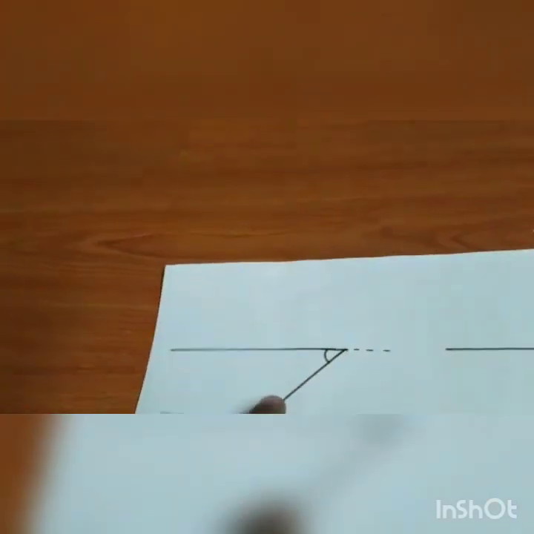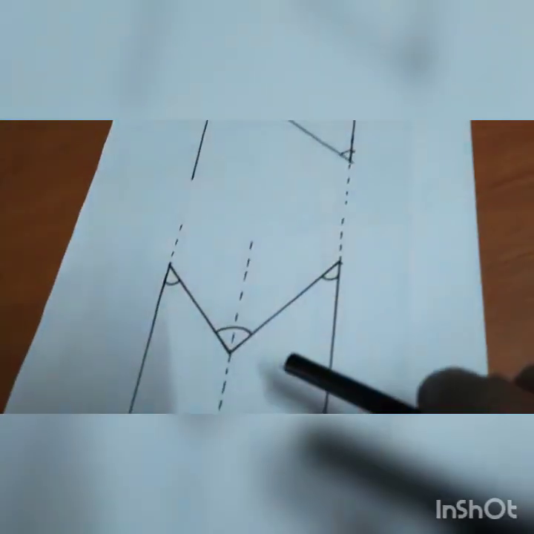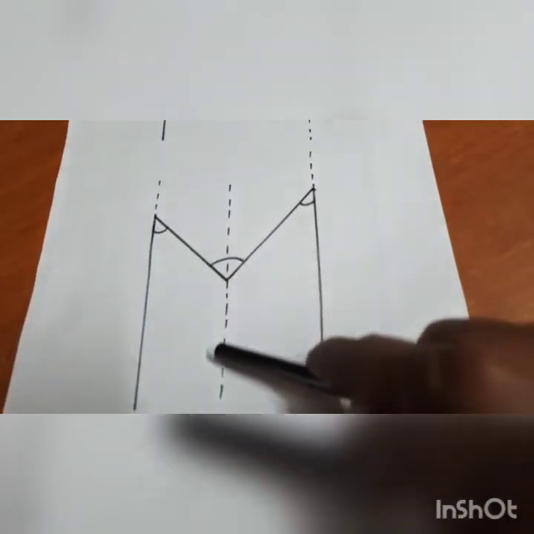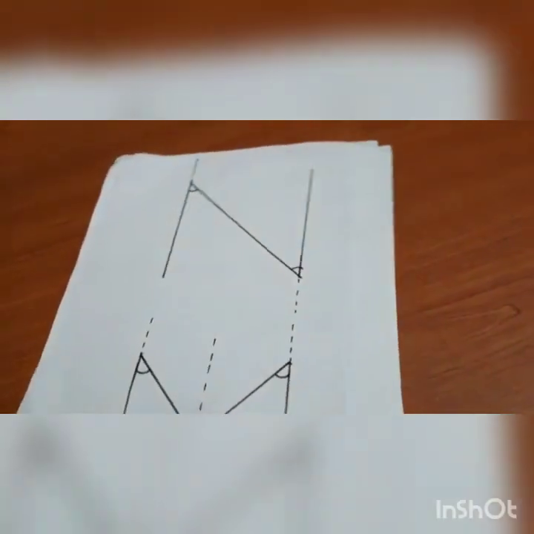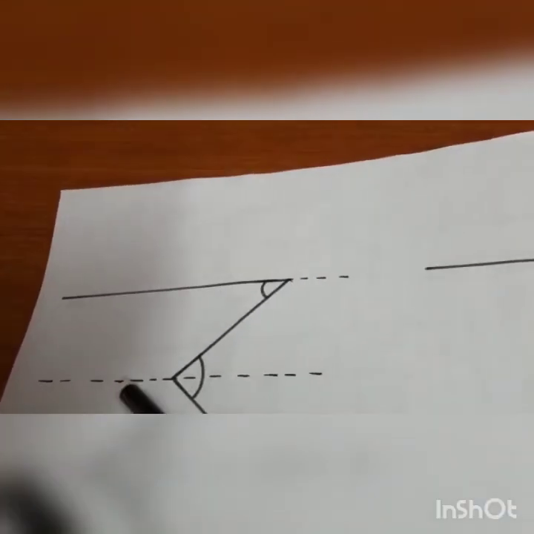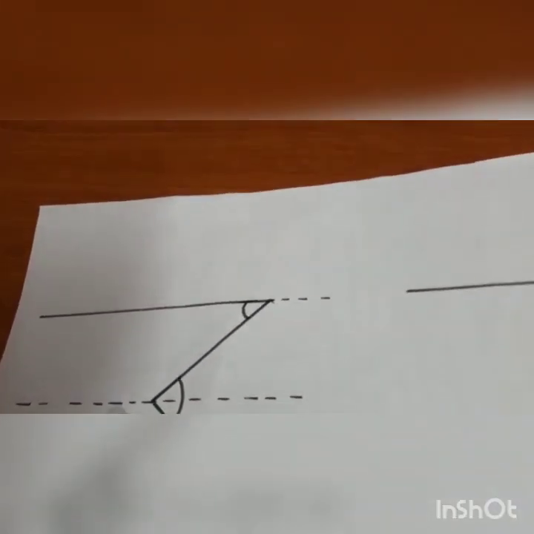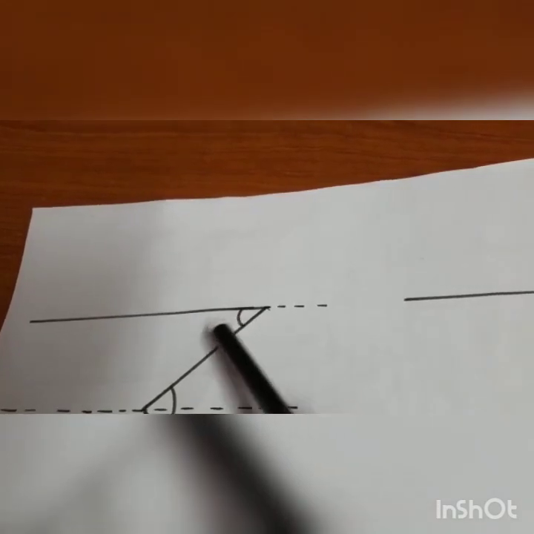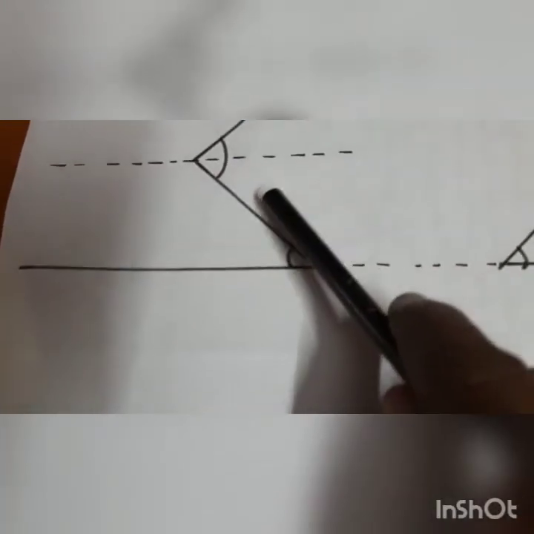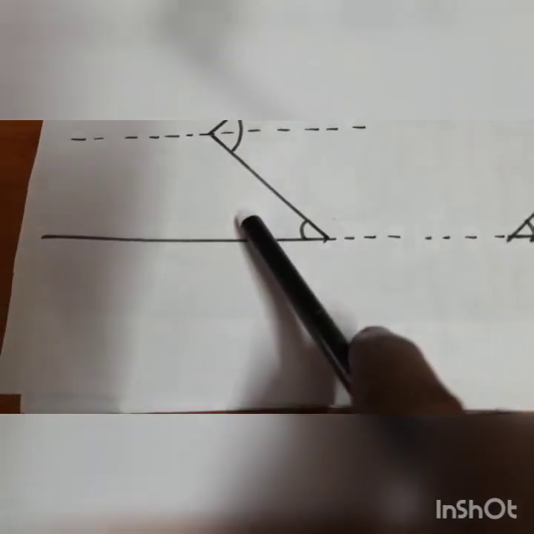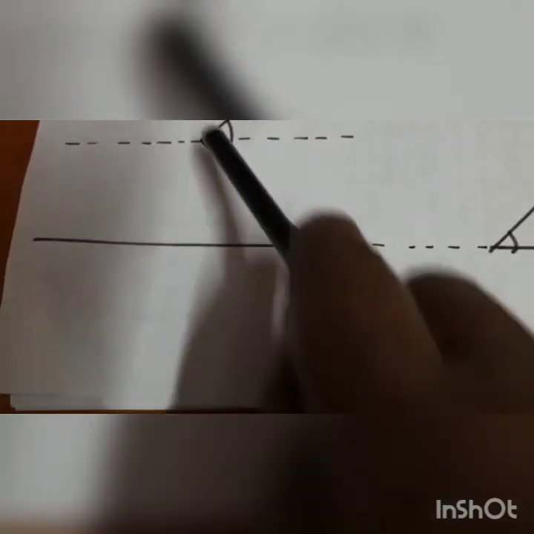In the letter M, draw a line like this and extend both these lines. Then first consider these two lines. These are parallel lines and this is the transversal. Therefore, these angles are alternate angles. Then consider these two lines. These are parallel lines and this is the transversal.